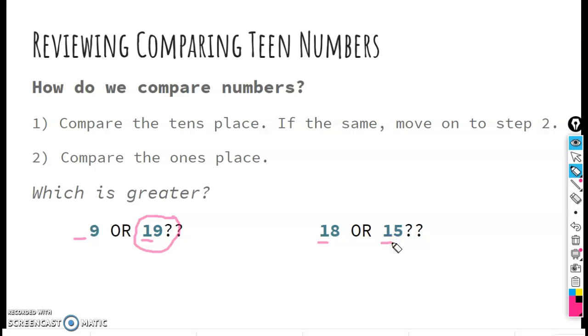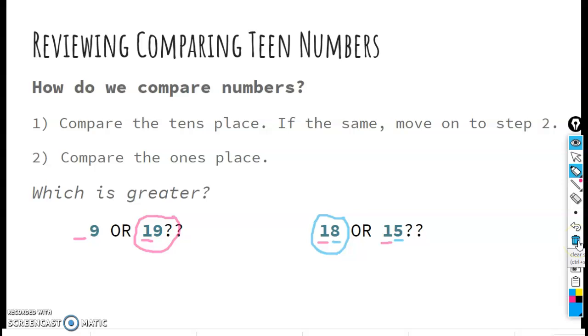So my numbers are the same. So I have to move on to step number 2, and now I'm going to compare the ones place. I notice in 18, there are 8 ones, and in 15, there are 5 ones. What is greater, 8 ones or 5 ones? I notice that 8 ones is greater, so now 18 is my greater number.